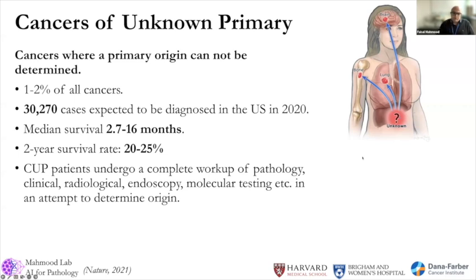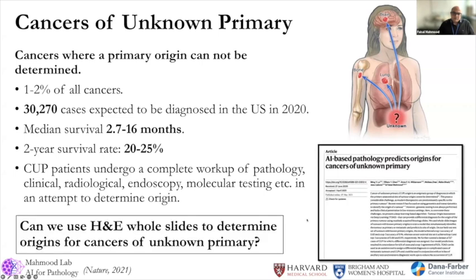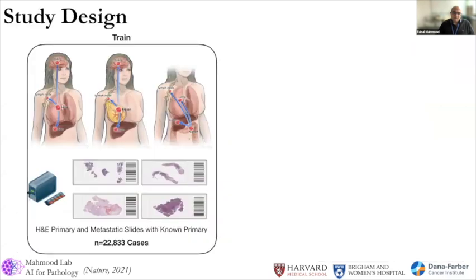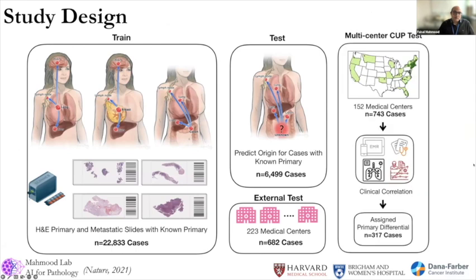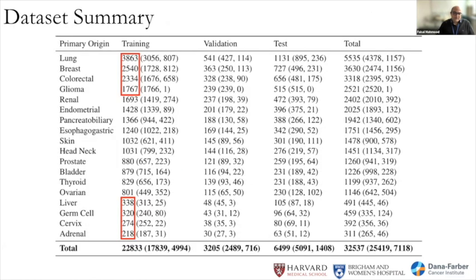And we did a study where we used quite a lot of cases. And the question we really wanted to answer was, is it possible for us to use conventional H&E images to identify what the origin of the tumor is? 22,000 cases were used to train this model into 18 different classes. We used internal and external test cohorts, as well as a cohort of cancers of unknown primary cases that came from multiple external medical centers.